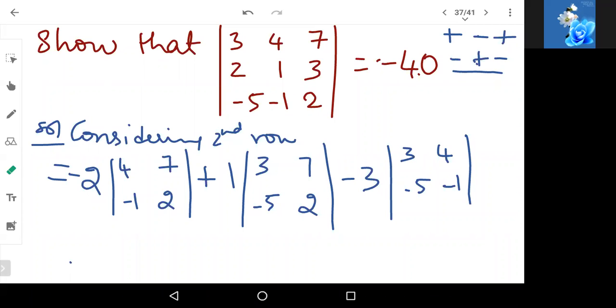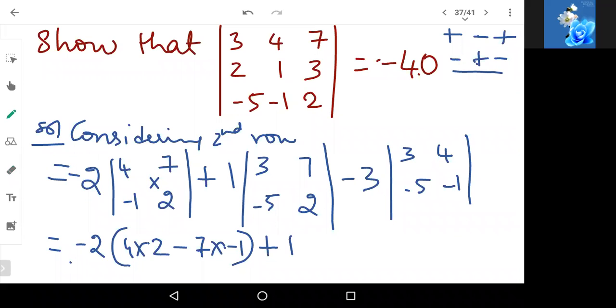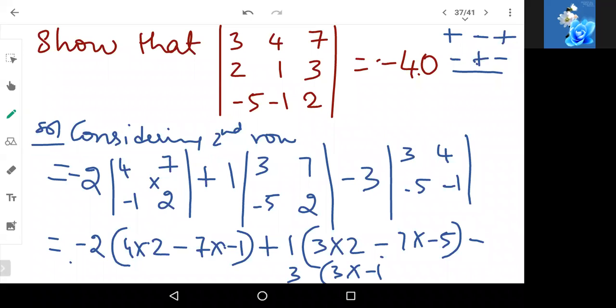Okay, now let us simplify this. Start finding the determinant value and we will simplify. So here minus 2 into, do the cross multiplication, 4 into 2 minus 7 into minus 1. Next, plus 1 into, again do the cross multiplication, 3 into 2 minus 7 into minus 5. And then again, finally, minus 3 into cross multiplication, 3 into minus 1 minus 4 into minus 5.